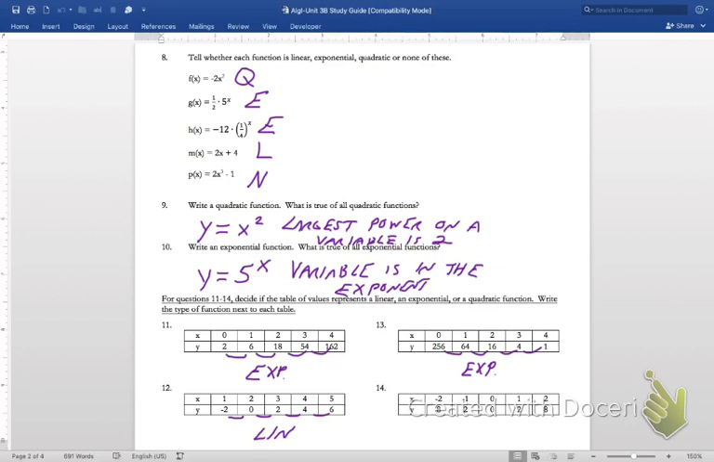Let's see. From 8 to 2, we are going down by 6. Then down by 2, then up by 2, and up by 6. Now to be quadratic, the second set of differences have to be the same. Let's see if they are. From negative 6, I'd have to add 4 to get to negative 2. From negative 2, I'd have to add 4 to get to 2, and add 4 to get from 2 to 6. So our 14th one, a little hard to see for you, I'm sure, is quadratic, and that's the reason why.